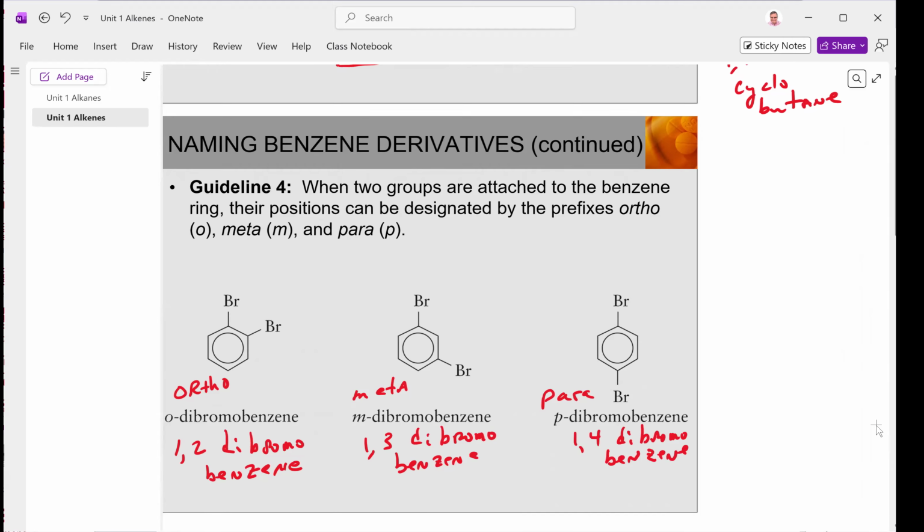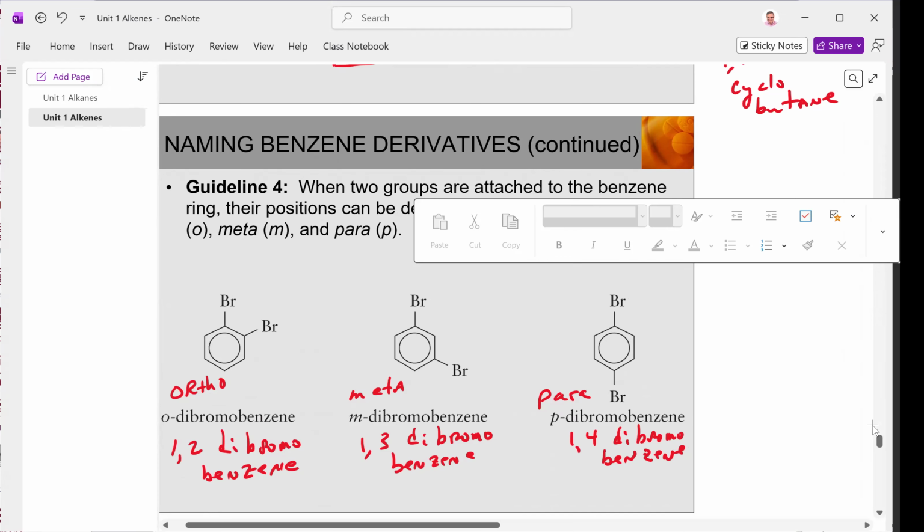I frequently on tests ask you to give me two names for a benzene compound. So you first say, like on the one on the far right, para-dibromobenzene. The ortho, meta, para are holdovers from the alchemy days, but we still use them a fair amount today.